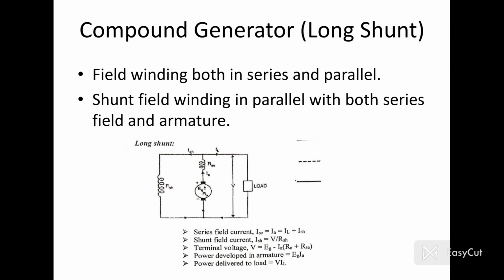Quick summary. Let's revise the key points quickly. Separately excited generator: field winding uses an external source. Series generator: field in series with armature. Shunt generator: field in parallel with armature. Compound generator: uses both series and shunt fields.